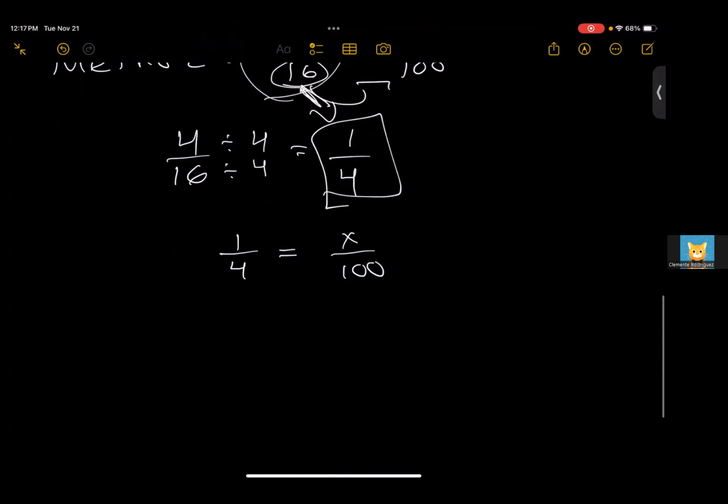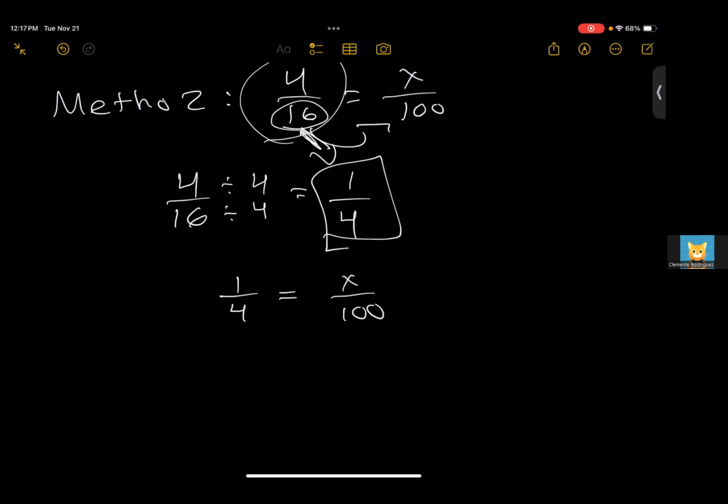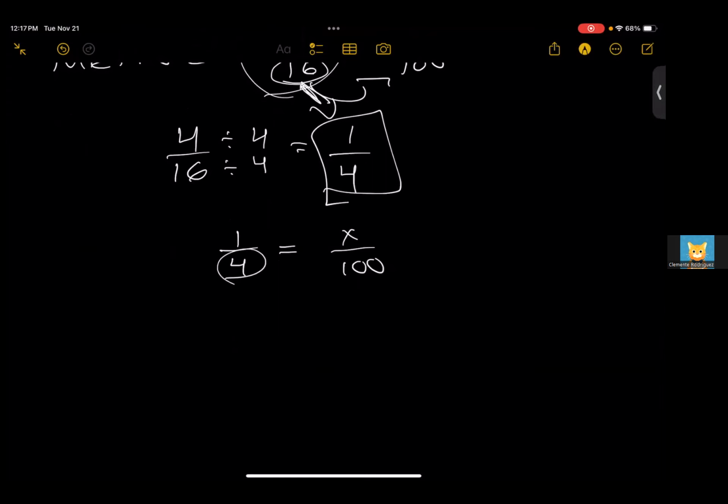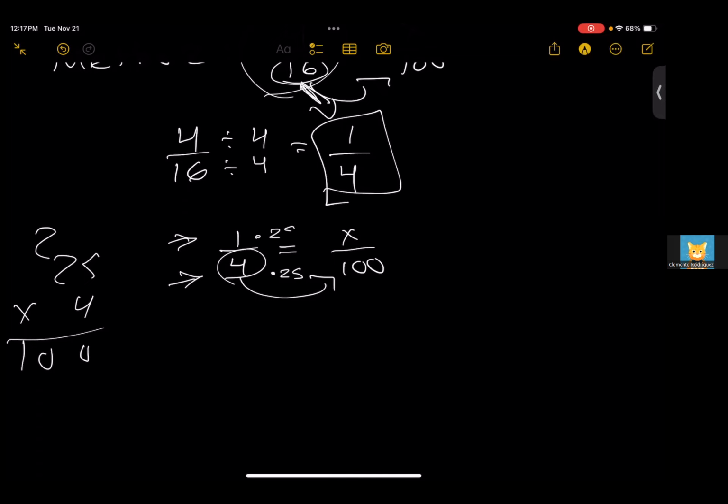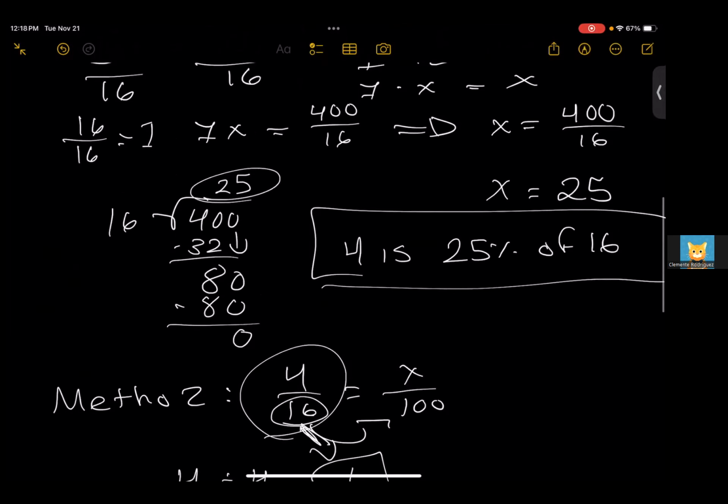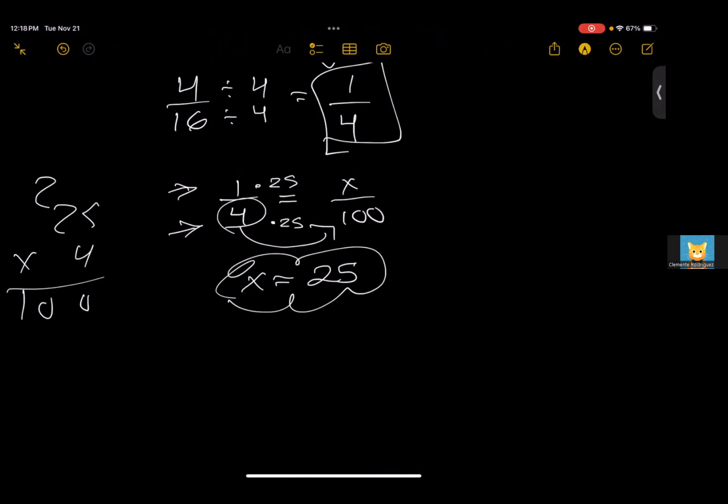And now let's ask the same question I asked before. Could 16 go into 100? No, not perfectly. So let's ask ourselves, can 4 go into 100? It can. What number would I need to multiply 4 by to get 100? 25, no? 25 times 4 would give me 100. And since I multiplied my denominator by 25, I also need to multiply my numerator by 25. And that would give me the same answer we got earlier. x is equal to 25. 4 is 25% of 16.